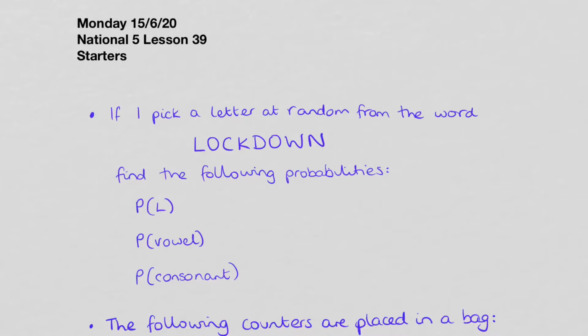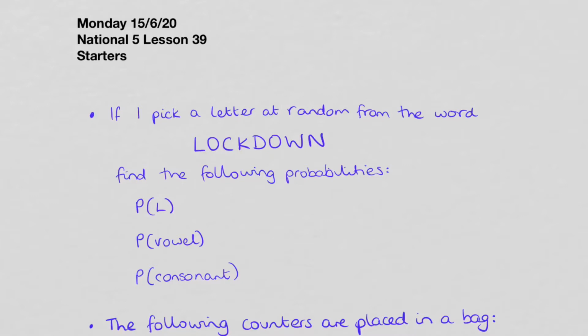So first question, if I pick a letter at random from the word lockdown, find the following probabilities. So remember, the probability notation is the capital P, means the probability of, and then the event is in the bracket. Okay, so the first question is asking, what's the probability if you pick a letter at random from the word lockdown that the letter is an L?